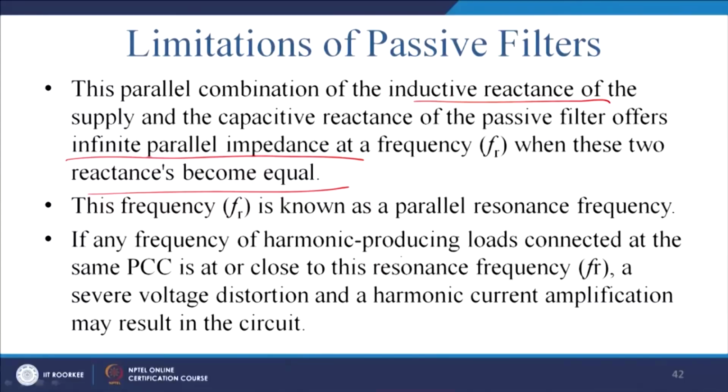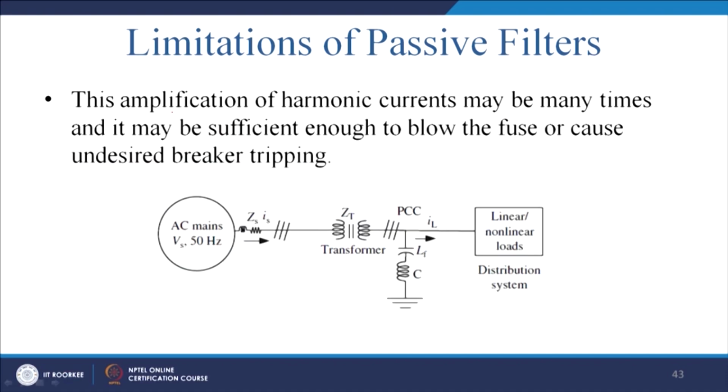So, any harmonic producing load connected at the PCC close to the resonating frequency, if it is anti-parallel resonance, causes severe voltage distortion because of the reflecting wave, and that is not the fundamental at that particular frequency. The harmonic current amplification may occur, which may result in malfunction of the relay sometimes, and it may trip. So, this situation we require to avoid, and the relay should have the sensitivity, as digital relays do, to operate and monitor in this condition. And this is one example of it. This amplification of the harmonic current may be many times, sufficient enough to blow out the fuse, cause the circuit breaker to trip or the relay to malfunction.